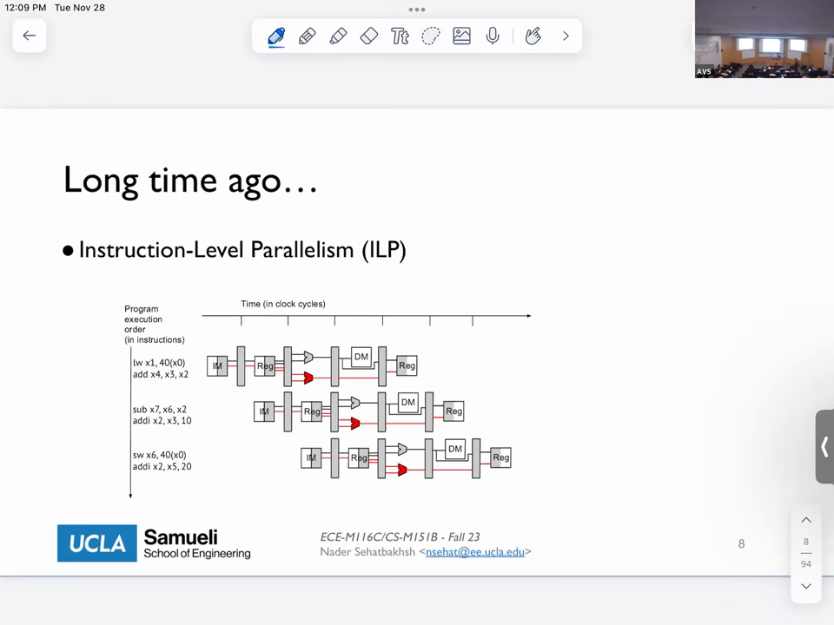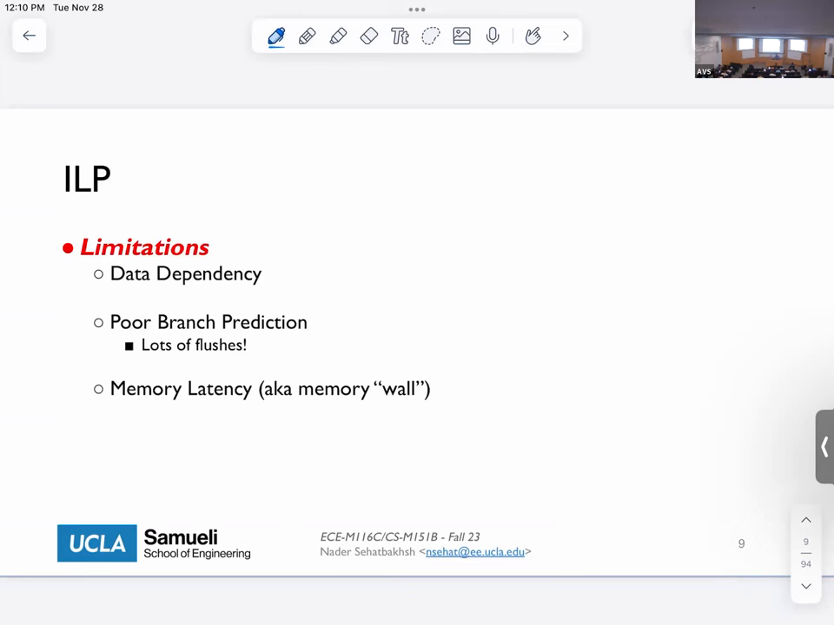If you remember, a long time ago we talked about instruction level parallelism, or ILP. We started with just one pipeline, and we said, why don't we create multiple of these pipelines? We call that a superscalar processor. A scalar processor had only one line of pipeline, but a superscalar one has multiple of them. We call it instruction level parallelism because we run multiple instructions at the same time in the pipeline. We talked about its inefficiencies, including data dependency, the branch predictor problem, and memory latency.